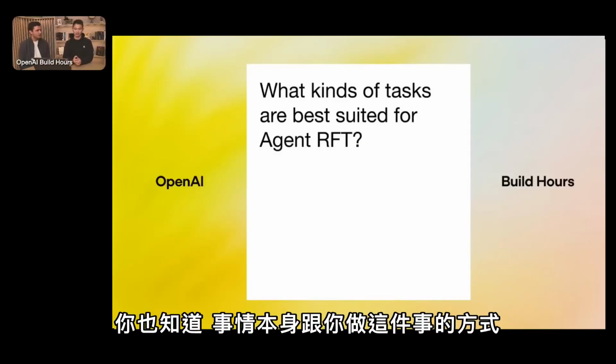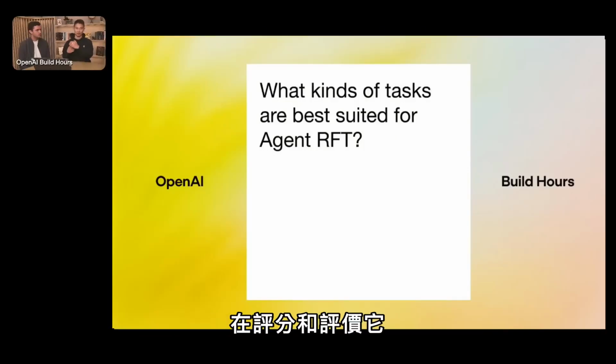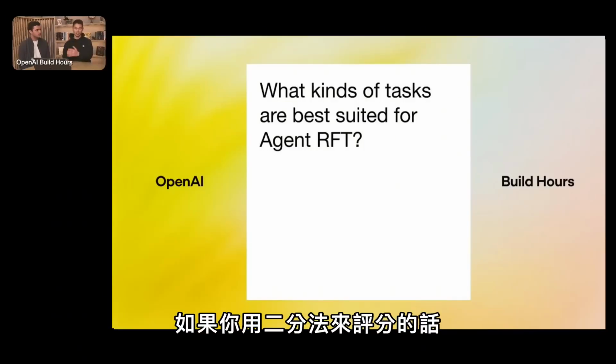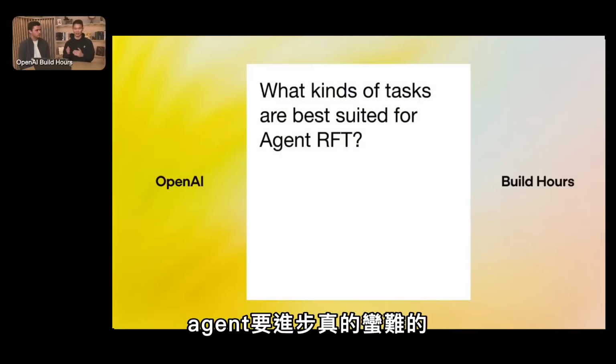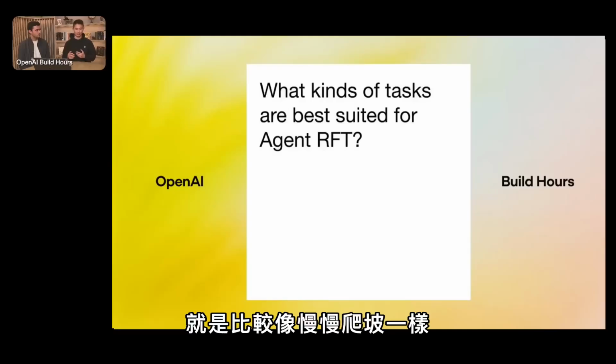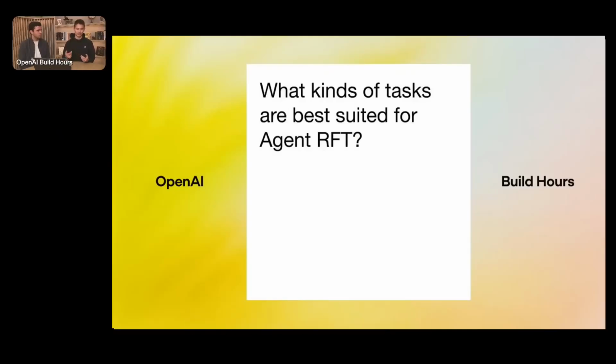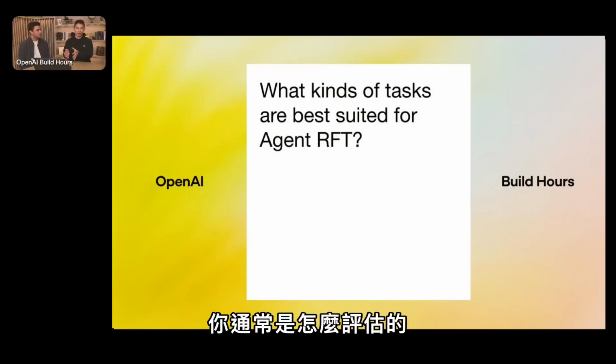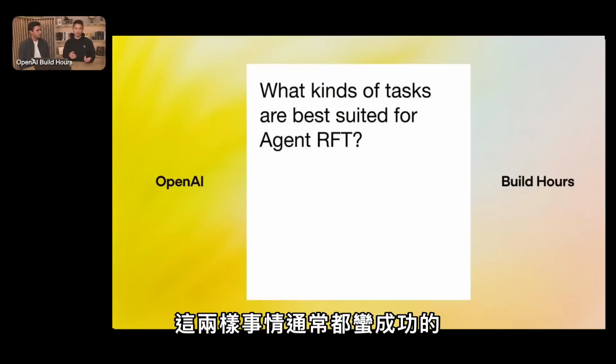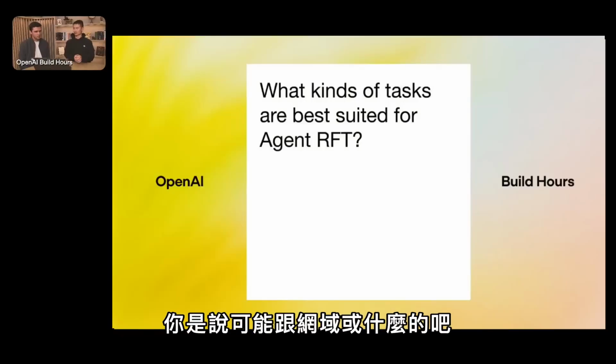Another thing I would say is, there's the task itself, but then there's the way that you're evaluating and grading it. If the way that you're grading it is in a binary fashion, then it's going to be really hard for the agent to hill climb or gradually get better and better on that task. So you want to make sure that you have the task itself, but you also have how you're evaluating it. Those two things generally lead to quite a bit of success. You want to talk about maybe domains or other things that you have? Yeah, in terms of domains, it was quite surprising.